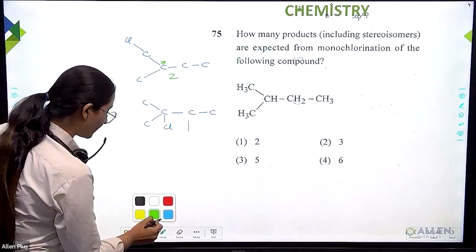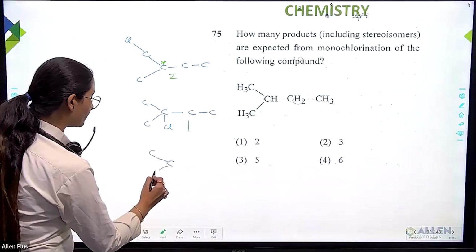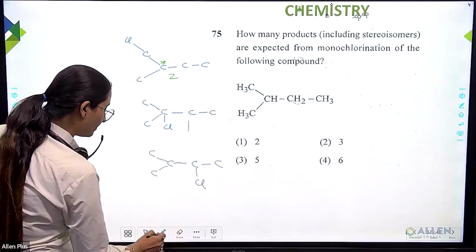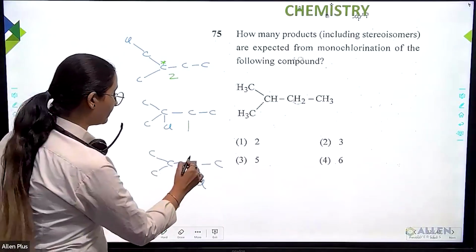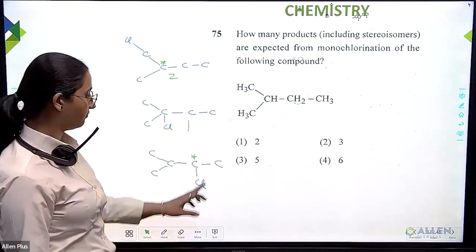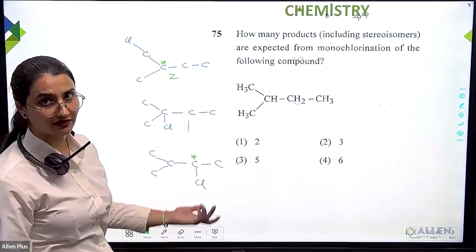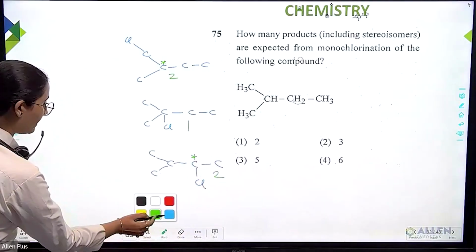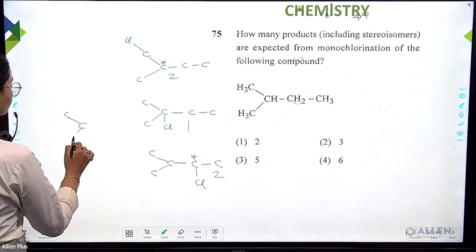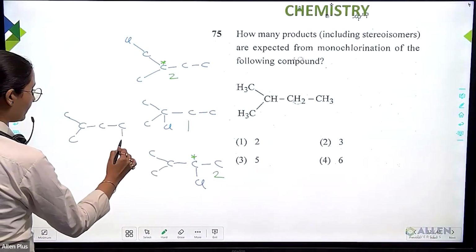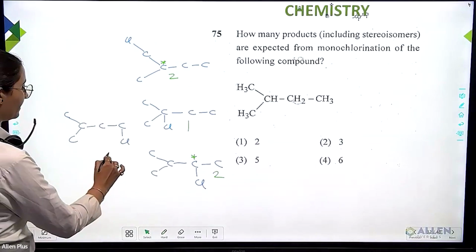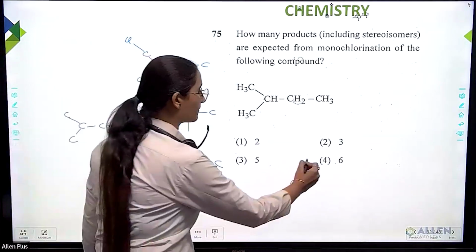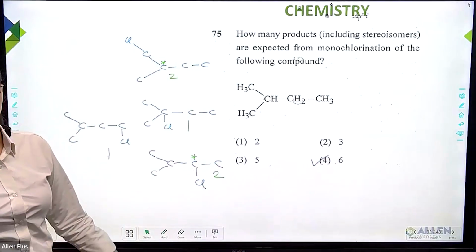Next possibility is, students, we can put Cl on this carbon. When we put Cl on this carbon, this is chiral. 1, 2, 3, 4th H. Different, no? So it will also have 2 isomers. Last possibility, we put Cl here. Anything chiral? No. So 1 isomer. Total 2 plus 1 plus 2 plus 1. Answer is option 4, 6. Right.